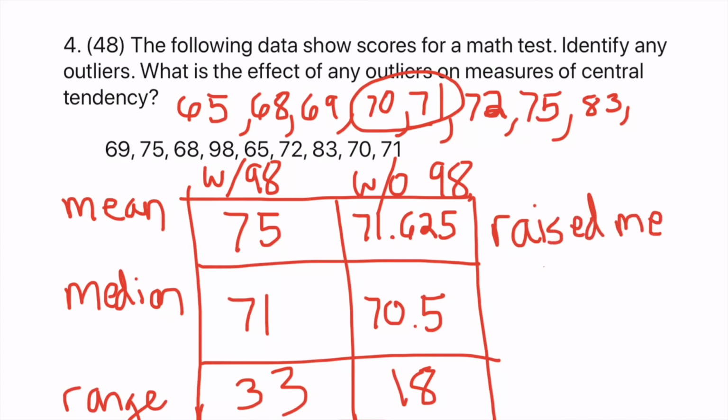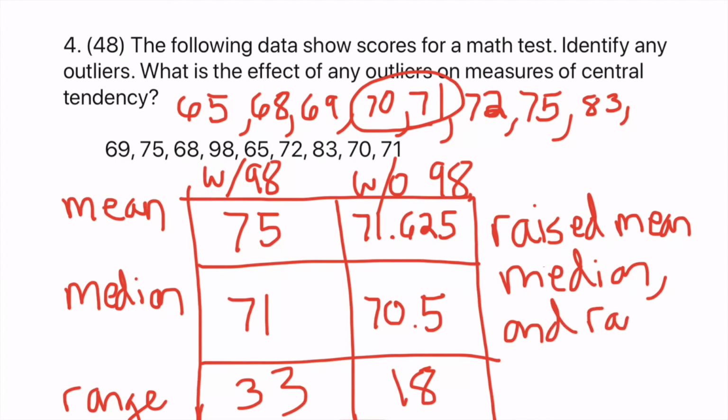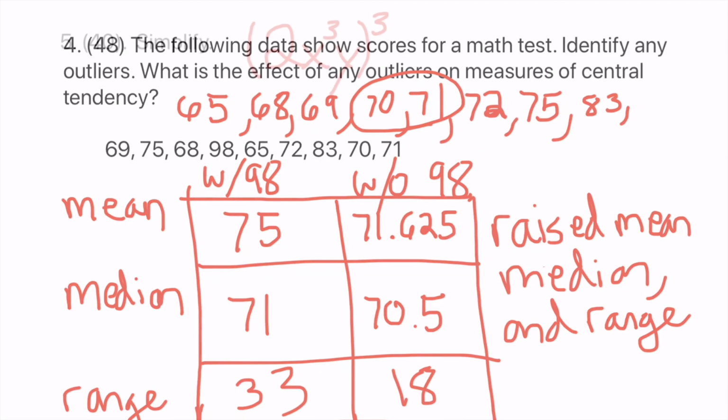So I would write that it raised the mean, the median, and the range. So our outlier was 98, and it raised our mean, median, and range, but had no effect on the mode.